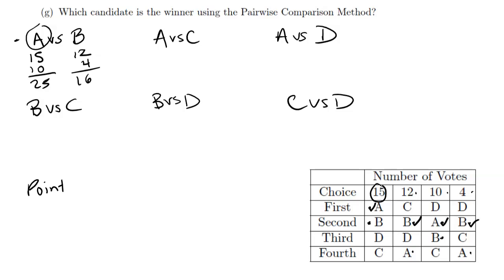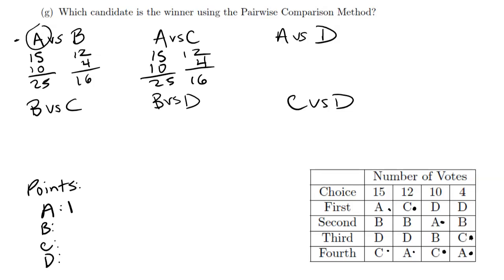When we come down here and keep track of our points for all of our candidates A, B, C, and D, A just won themselves 1 point because they were the winner of that head-to-head. I'm going to erase these marks I made on the table so that I can do it again with our next head-to-head. Now we can take a look at A versus C. A is preferred, so those 15 points are awarded to A. In the second column, C is preferred, so C gets 12. Then A is preferred to C, so A gets 10. Then C is preferred, so C gets 4. So again, we have 25 to 16, so A is the winner.